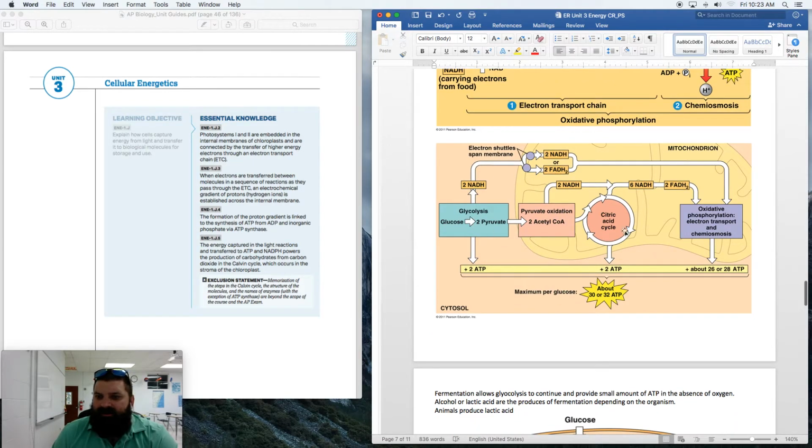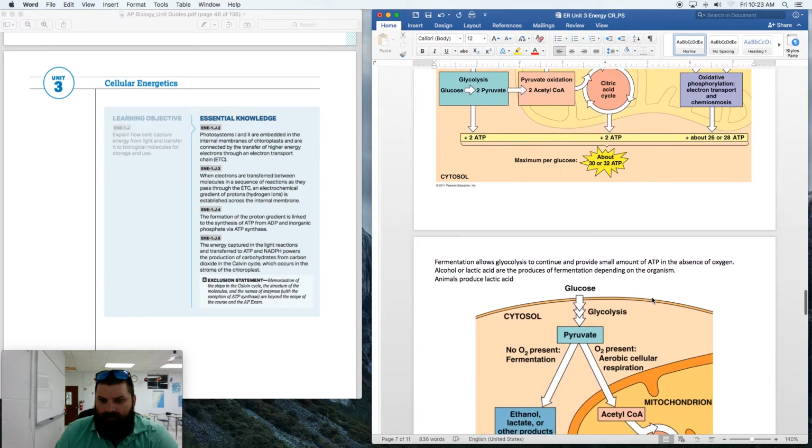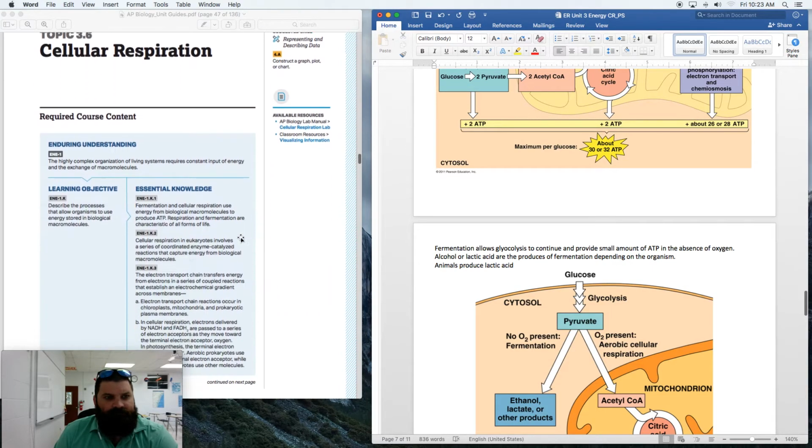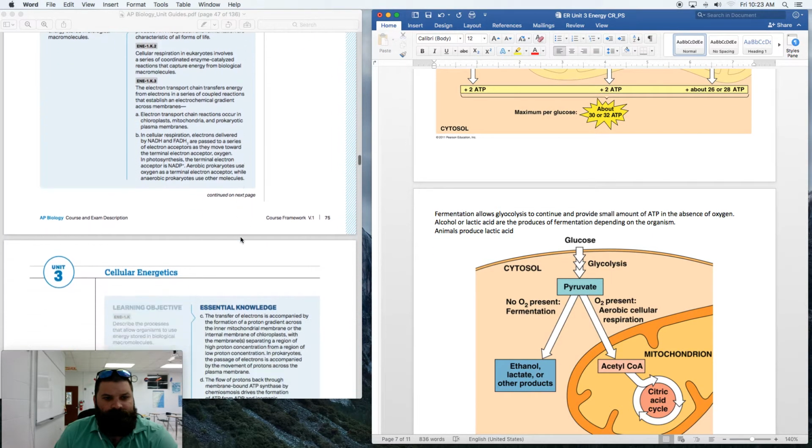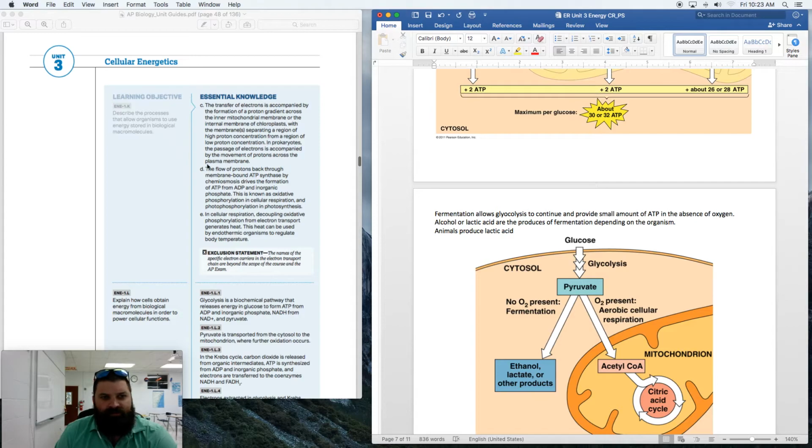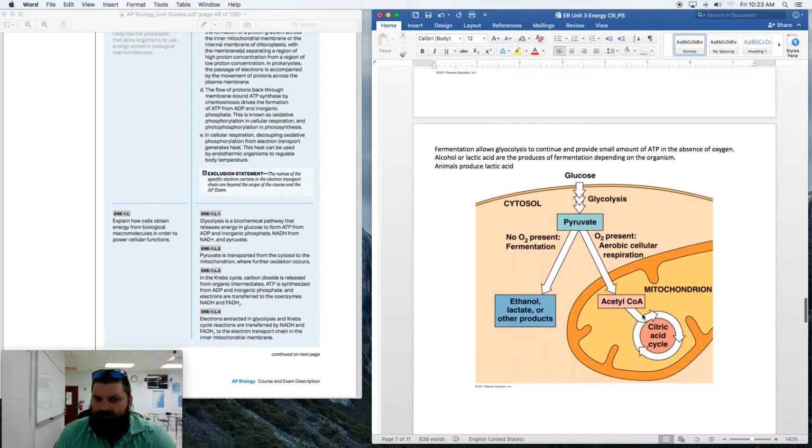All right, here's kind of this connection where you can see all of the numbers: NADH, FADH2, how many of them are produced, how many ATPs are produced per glucose molecule. All right. Fermentation. I'll post this diagram too.